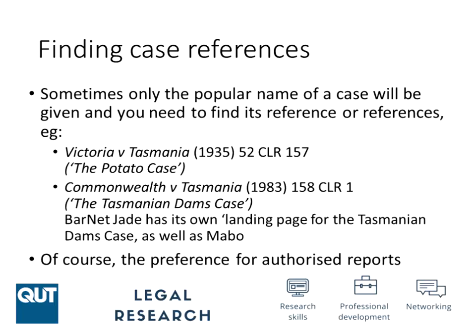Case references, these are the ones we referred to early on about having almost like a nickname. So like the potato case, the Tasmanian Dams case are examples. Barnett Jade has actually got its own landing page for the Tasmanian Dams case, so it gives all the different transcripts. It's provided almost like, we know you're going to be interested in this, and here you can get all of the resources. But of course then the preference will always be for the authorised reports. You can see both of those examples were major cases. Commonwealth law reports, which indicates that they were High Court decisions.